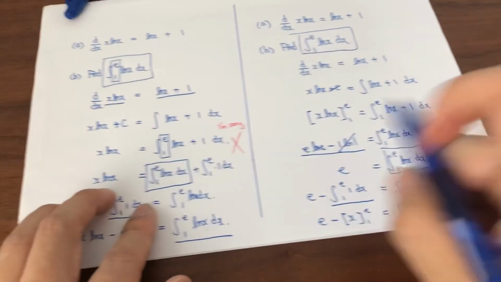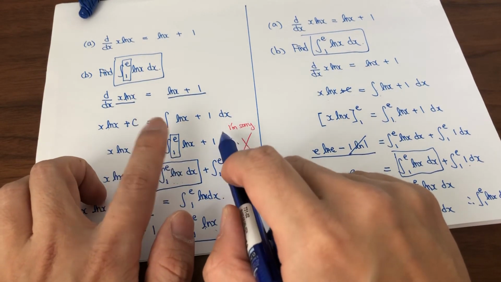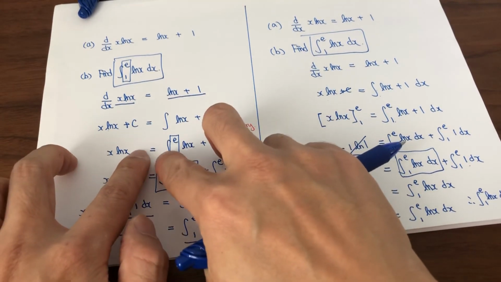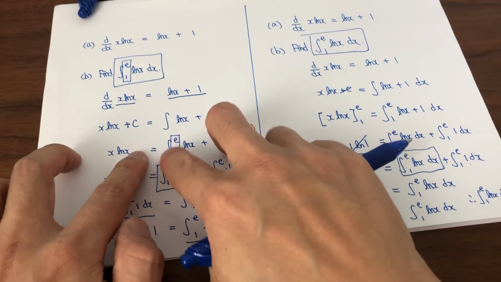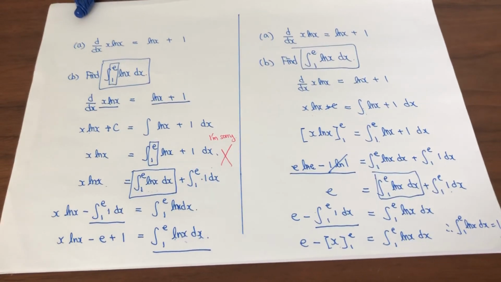Okay? So here I was so careless when I considered the boundary. I should not just put it on one side, but we have to consider both sides to put the boundary. Okay? I'm so sorry, please forgive me. I made a terrible mistake.